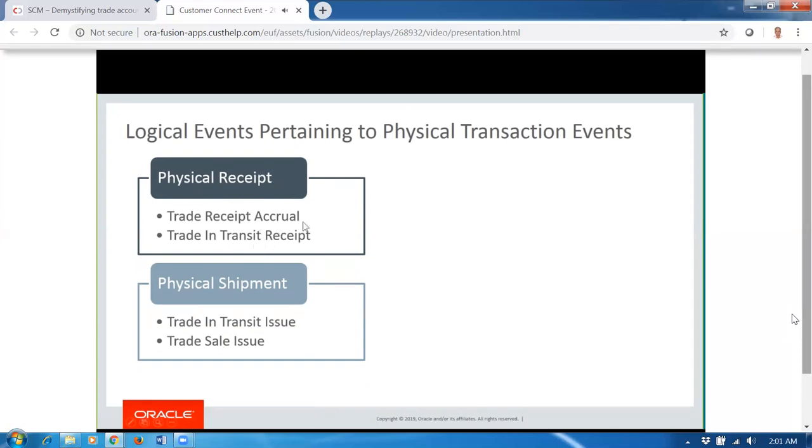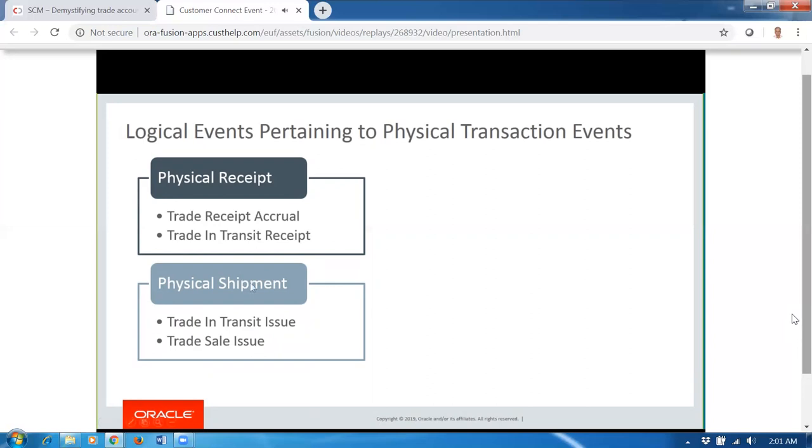For a moment, if you can picture this, we can use it as a cheat sheet to help us understand what the trade events would be when we see them in the context of the different business scenarios. In this case, you see there's a fiscal receipt. Whenever there's a fiscal receipt event, it would be supplemented by your TRE, the acronym we'll be hearing further in the discussion, which means trade receipt accrual, followed by trade in transit receipt. This is sort of a logical receipt and logical delivery event.